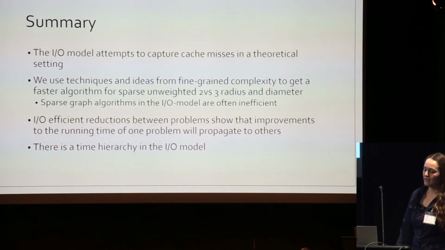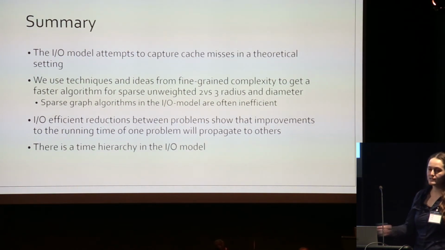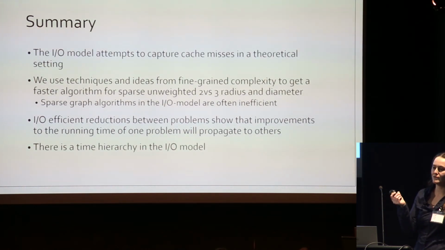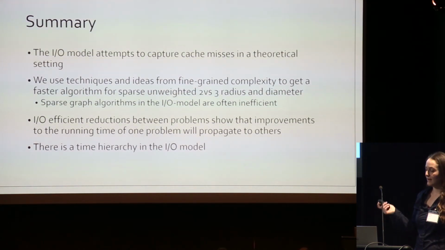So in summary, the I/O model is trying to capture caching, and we'd like to understand why some of these problems are fast and some of these problems are slow. It turns out you can use these same ideas from fine-grained complexity to have a series of reductions between problems. Also, looking at things from the perspective of fine-grained complexity helps explain why you get some of these running times in terms of n and b, and why they're consistent depending on what your running times in terms of n is. We get I/O-efficient reductions between problems.